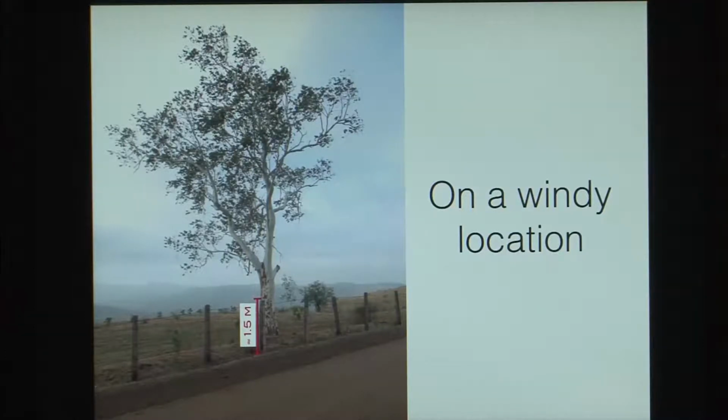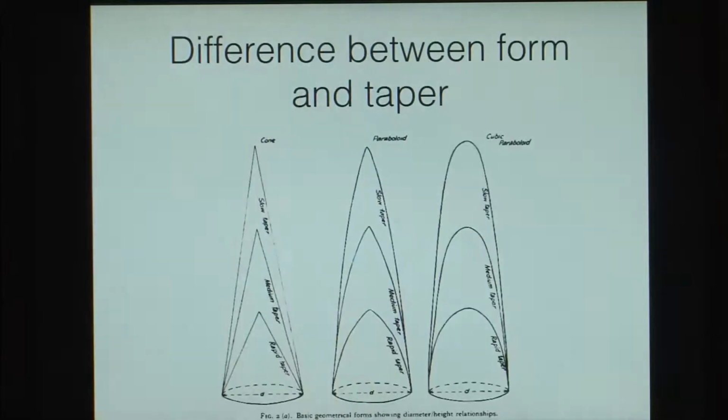Now, how do we explain these differences in the tree forms? These differences are explained by the theories of tree form that we shall look into soon. Now, to sum up, we have seen form and we have seen taper. So, what is the difference between taper and form?